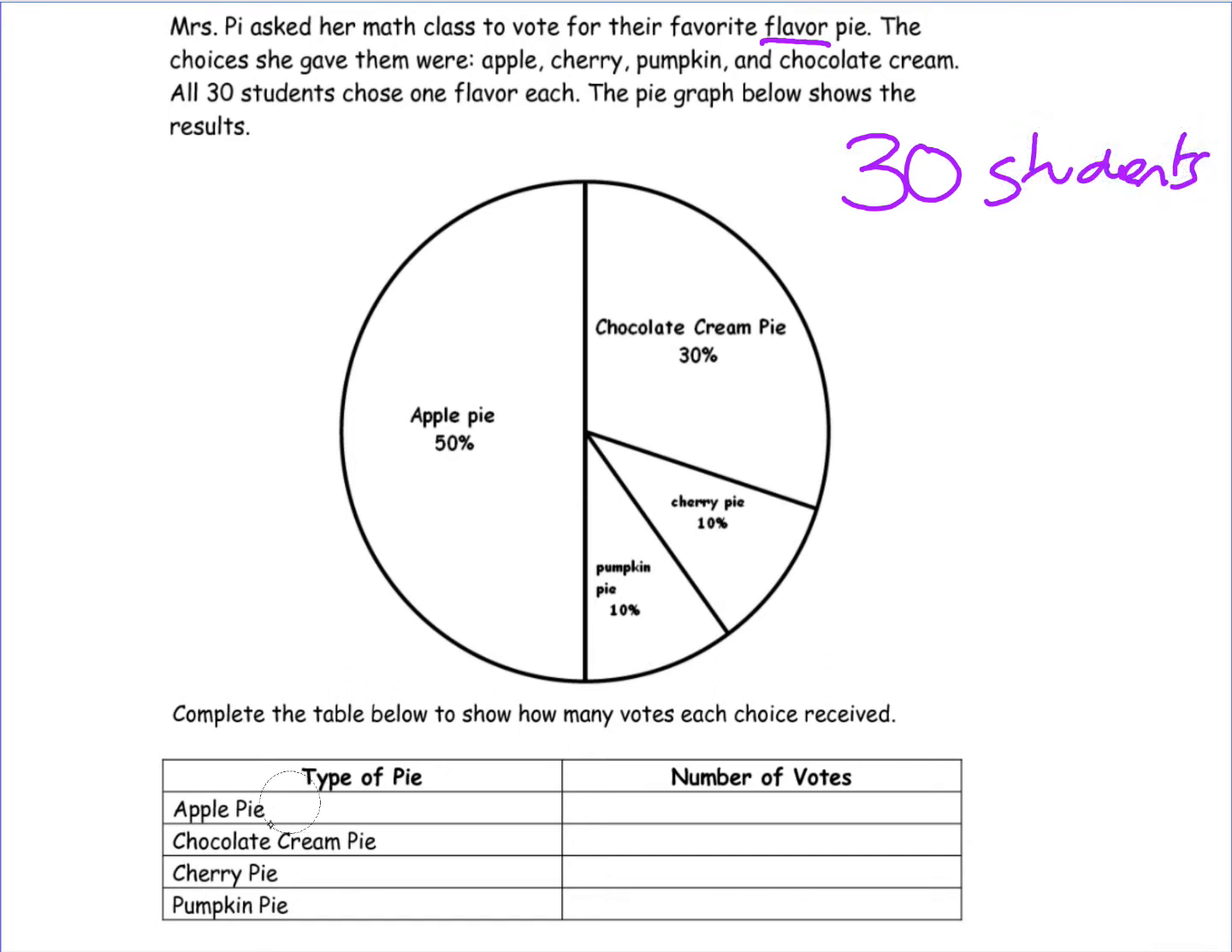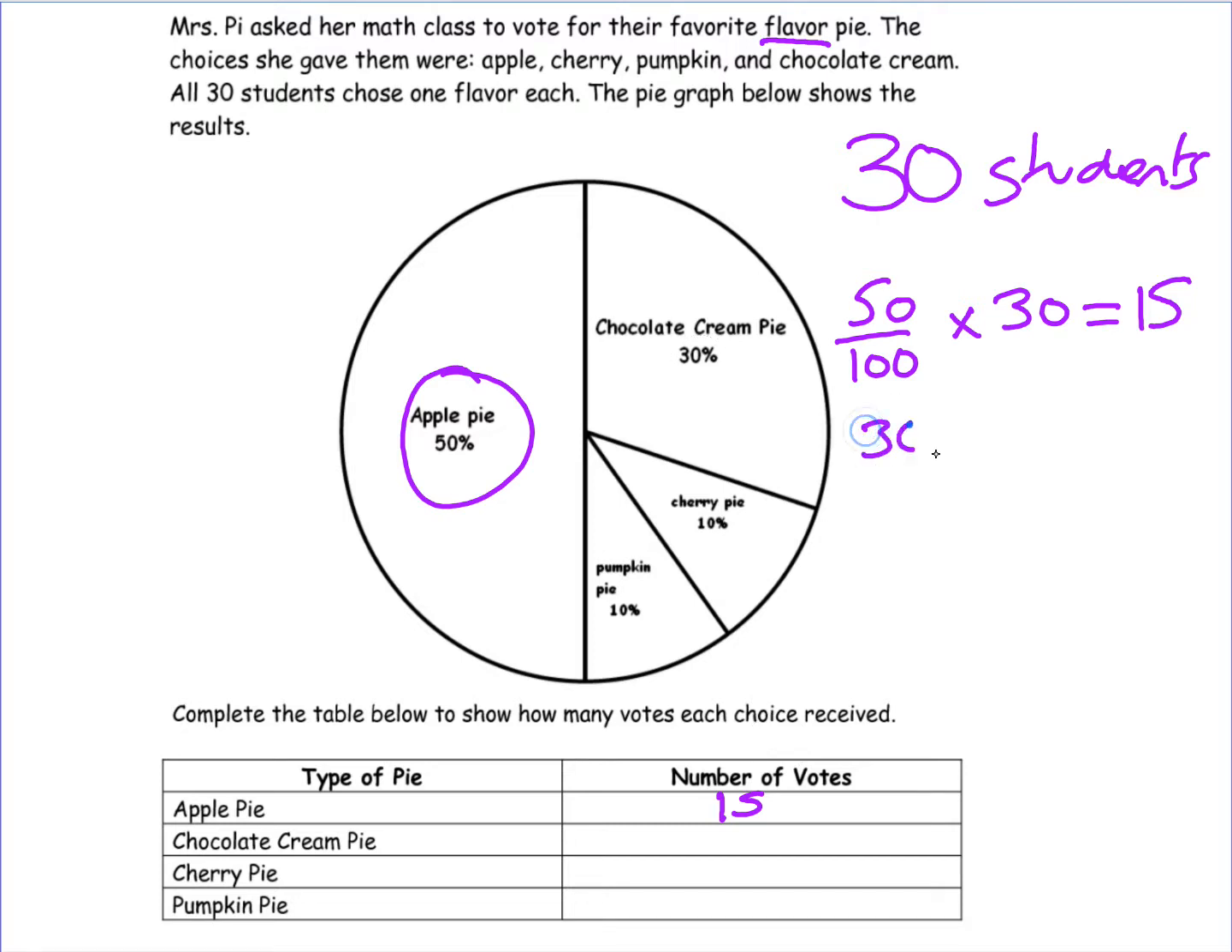Now, in order to work out how many students like each of the types of pie, all you have to do is turn each of the types into a proportion of an amount. So if 50% liked apple pie, then it's 50 over 100 times 30. And that tells you there were 15 students. And all you need to do is the same for each of the other parts. So to calculate the chocolate, it's 30 out of 100 times 30, which is 9 students. And for cherry pie, it's our 10% rule. So 10% of 30 is 3 for both cherry and pumpkin. So what I'm trying to describe here is that a pie chart really is just a proportion.